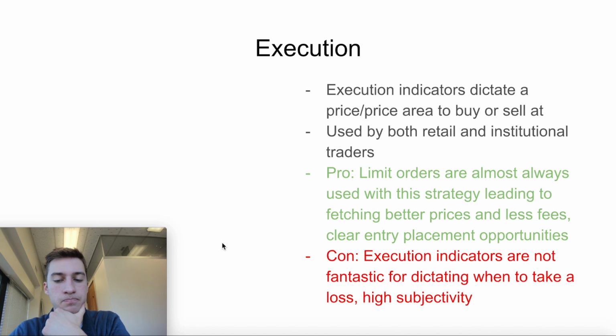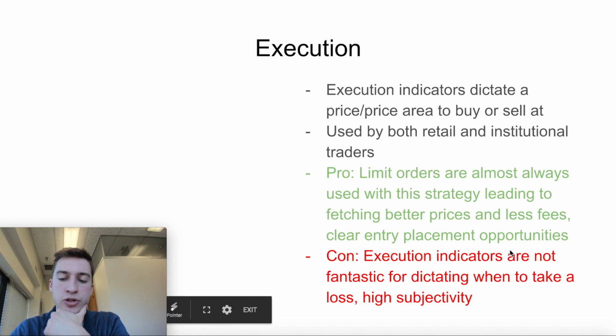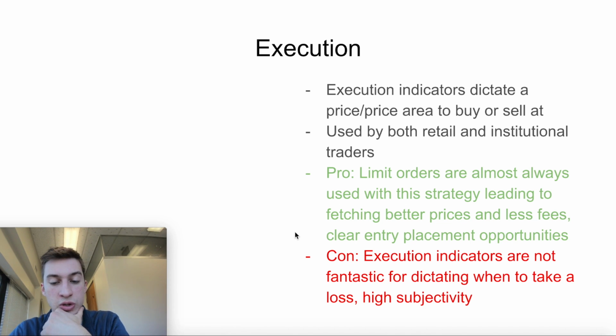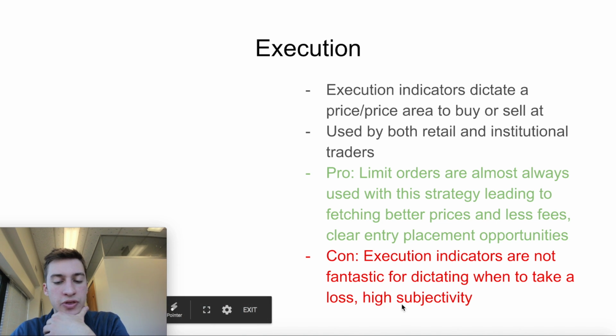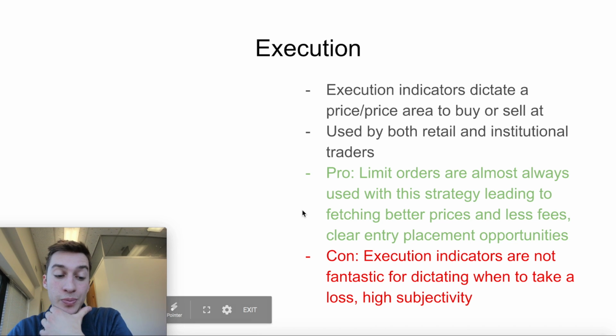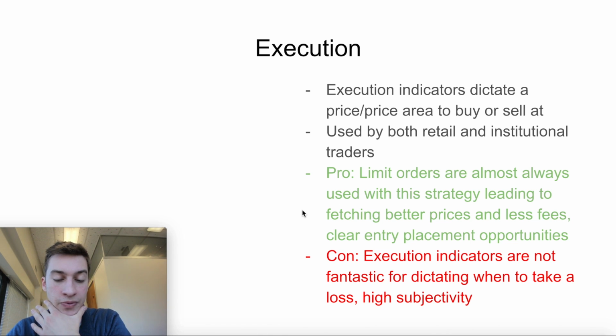These are going to give you clear entry placement opportunities, as you can see here. Of course, with every pro, there must be a con. The con here is that execution indicators are not always fantastic for dictating when to take a loss. So you might buy into a position with, let's say, Fibonacci, and then if you do place a stop loss, where exactly do you place it? You might have to use support resistance levels for that, which you could use. The issue with that is that there's high subjectivity. Even worse, if you don't place a stop loss and you buy with an execution indicator, you might never get an indication to take a loss, and thus you could become trapped in a position.